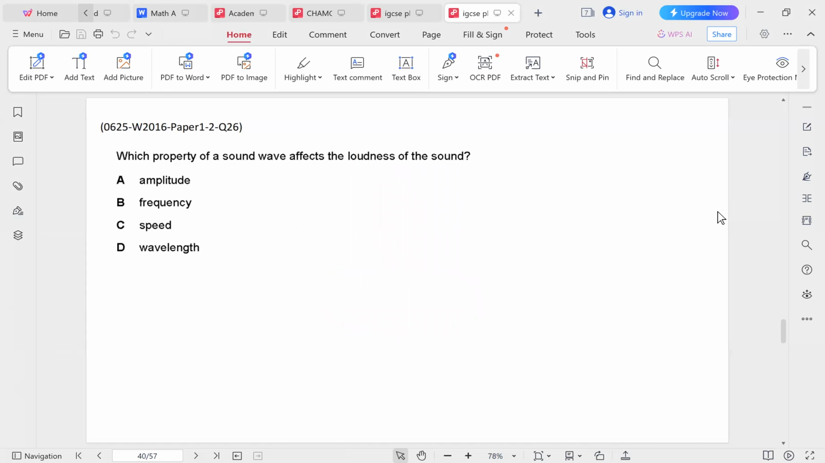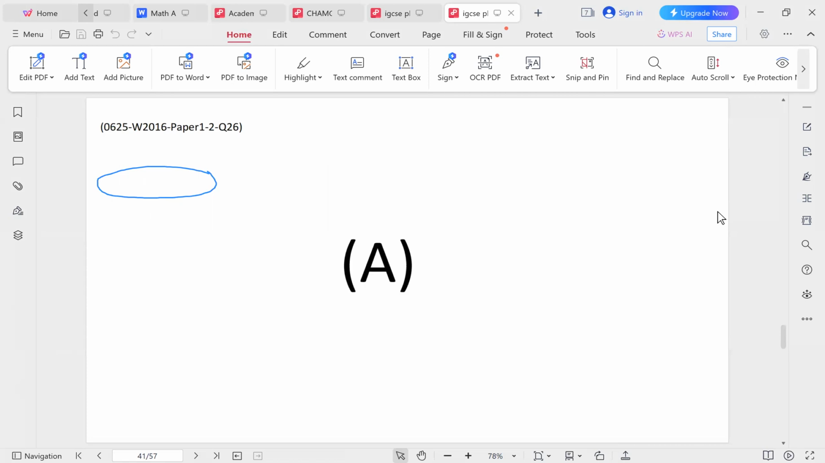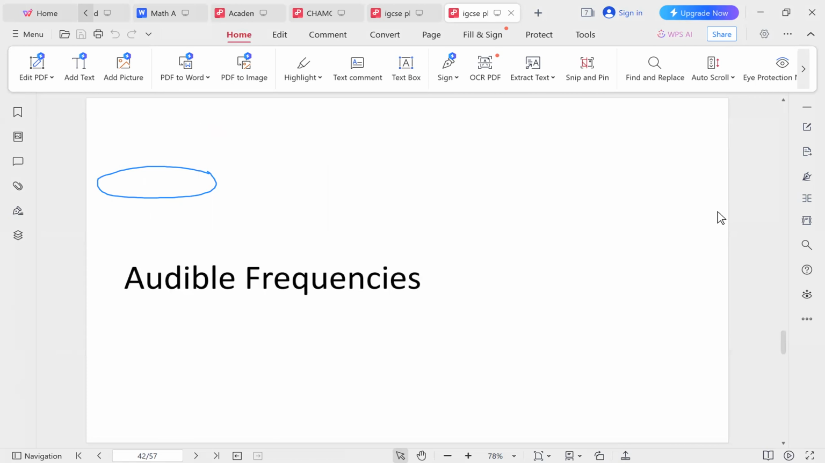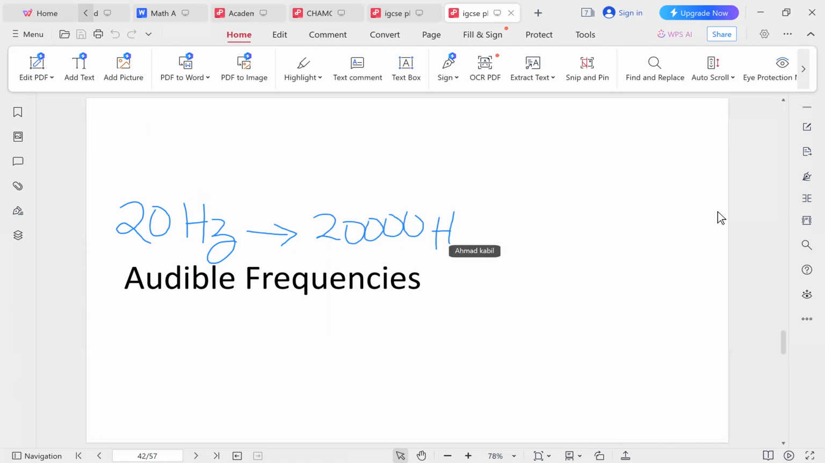Which property of a sound wave affects the loudness of a sound? We said that loudness translates to amplitude. Finally, we discuss audible frequencies, so frequencies that the human ear can hear. And you need to memorize that the human ear can hear between 20 hertz to 20,000 hertz, or another way of writing it is 20 kilohertz. So from 20 to 20,000, you need to know both these numbers.